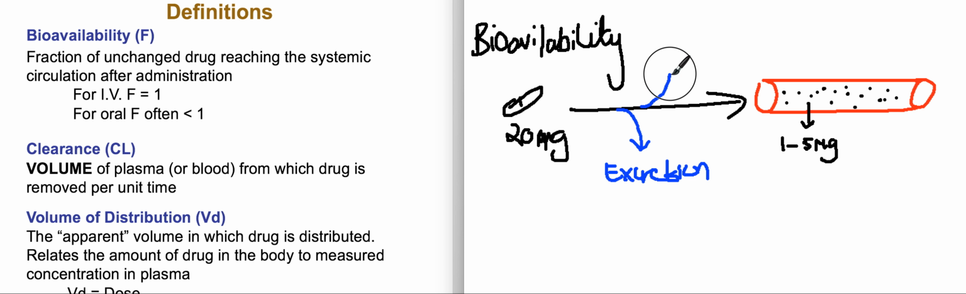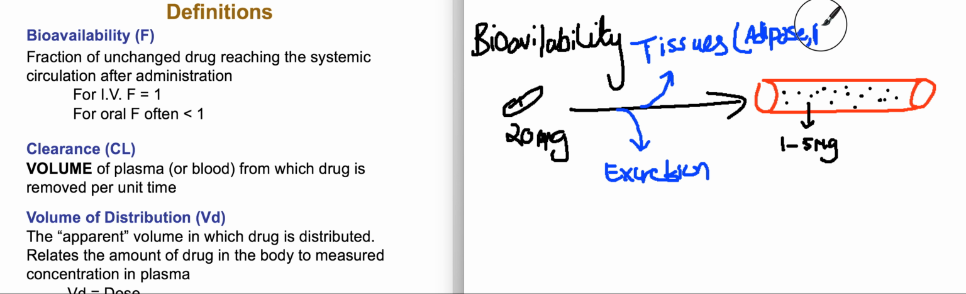Some is bound to plasma protein. Some is bound to the tissues. So adipose tissue is an example. You've got plasma tissue.